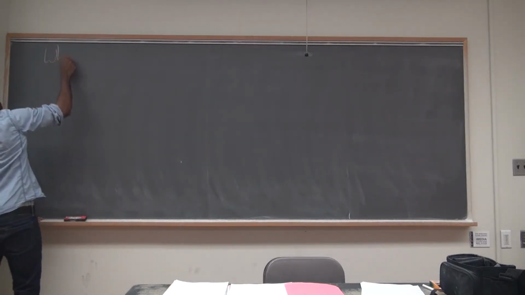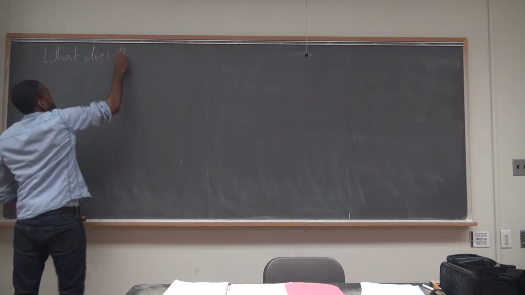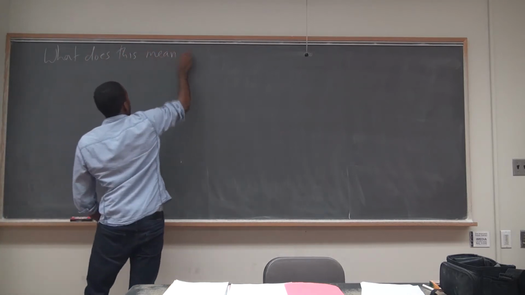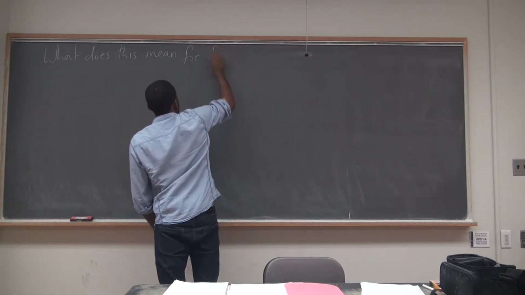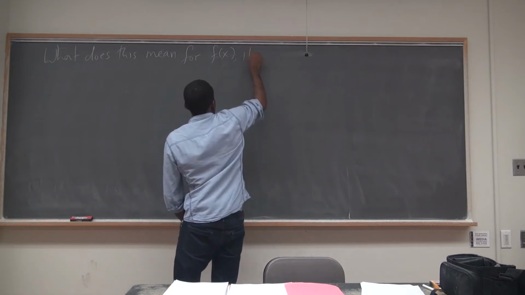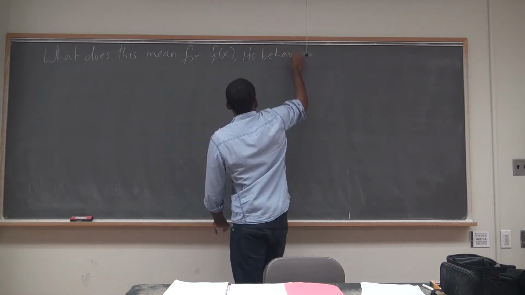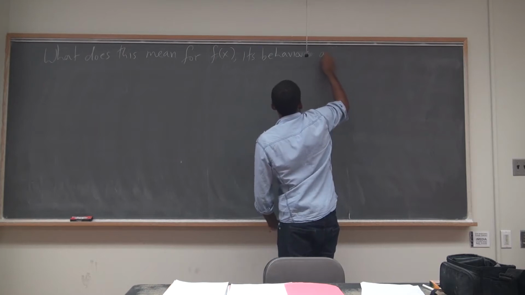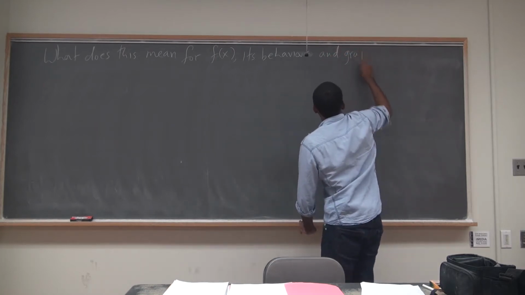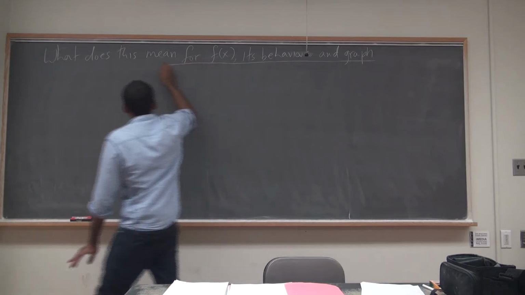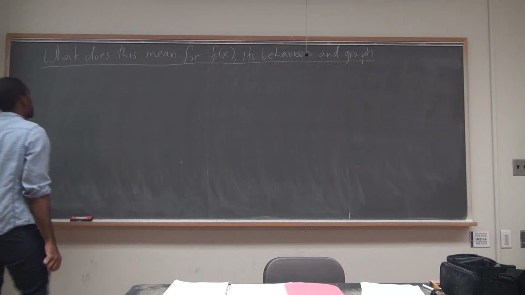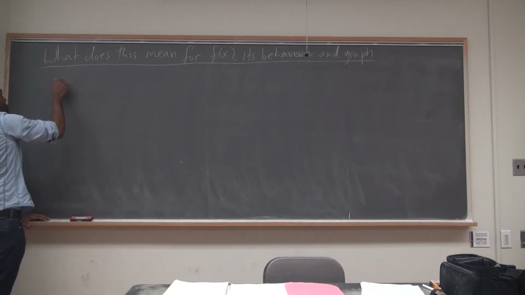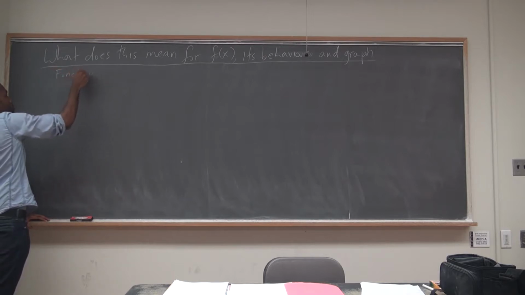What does this all mean for f of x, its behavior, and graph? We're going to sort of put all these concepts together and see what we can talk about the behavior of a function based on derivatives. So here we have a function.